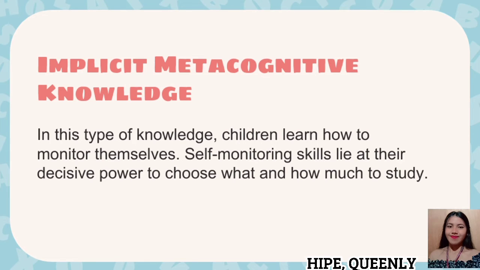Self-monitoring skills lie in their decisive power to choose what and how much to study. A perfect example is a child who continually monitors his or her own speech. When the child makes a mistake when speaking, they will stop and say the sentence over again, but correctly.